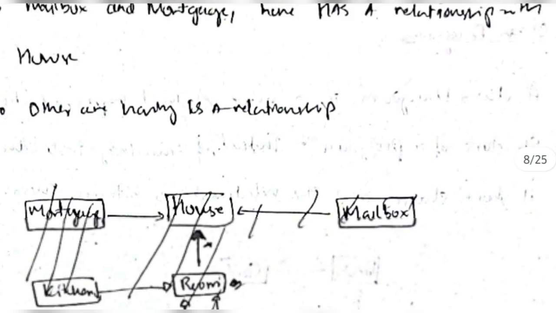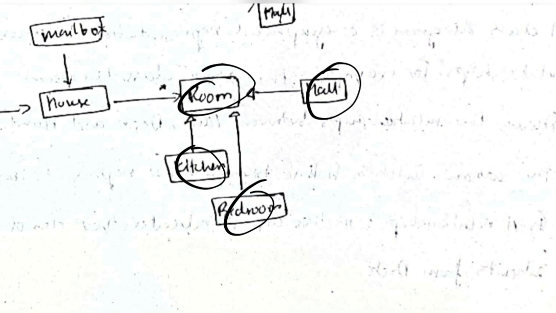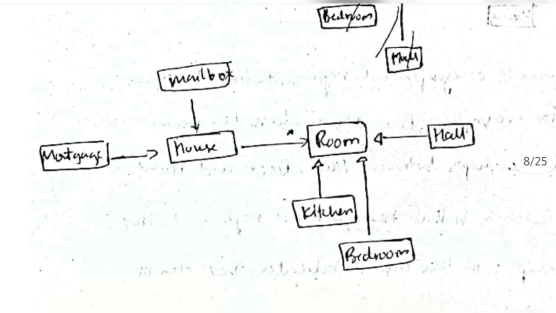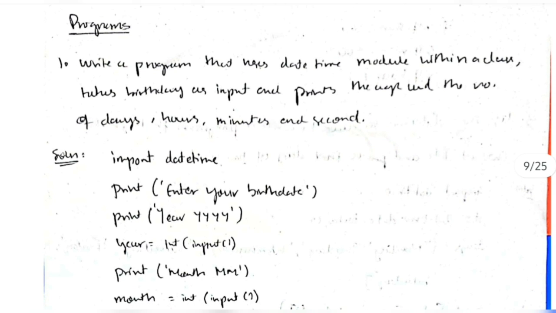So how do we start? First you make room, and what all inherits room? Hall, bedroom and kitchen. And house has n number of rooms, so make house here and add star here. And what are the attributes of house? House has mortgage and mailbox. Okay, so this is the class diagram. So that's all about the theoretical part, and let's see some of the programs.